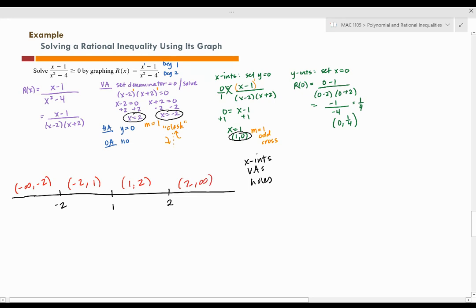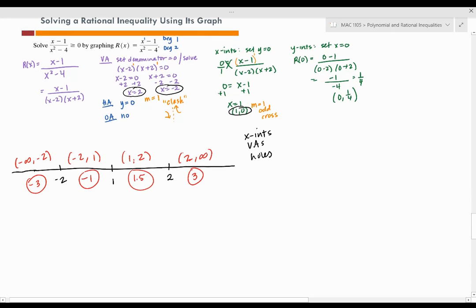Now we're interested in where the graph is going to be either above or below the x-axis. So I need to choose a test point. It doesn't matter what I choose. I just need to make sure that the value I choose actually falls in that interval. So here I'm going to choose -3. Here I can choose -1. That'll make that easier. Here I'm going to choose 1.5. And this is a 2, so here I'm going to choose 3. Remember, you're plugging these values into your inequality to see if you get something true.